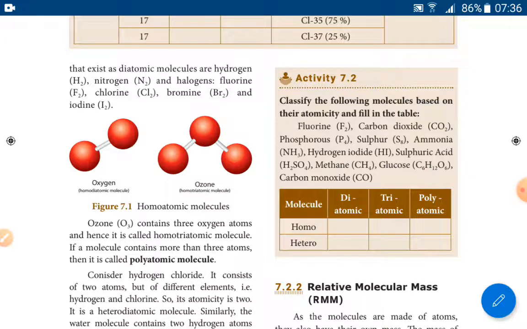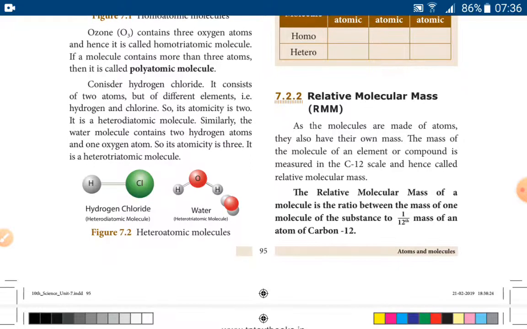And next, relative molecular mass. What is the definition for it? This relative molecular mass is also based on the carbon 12 scale, like average atomic mass. So the carbon 12 scale is taken as a standard scale to find out the average atomic mass, also relative molecular mass. So the definition is given: relative molecular mass of a molecule is the ratio between the mass of one molecule of the substance to 1/12th mass of an atom of carbon 12.